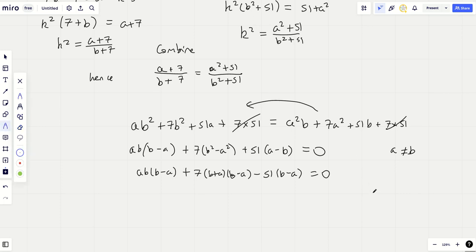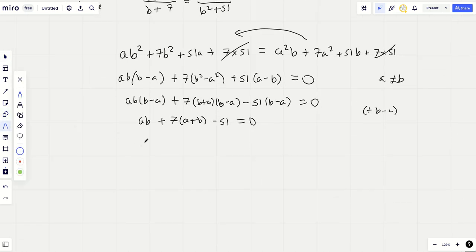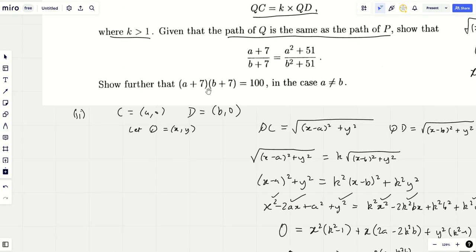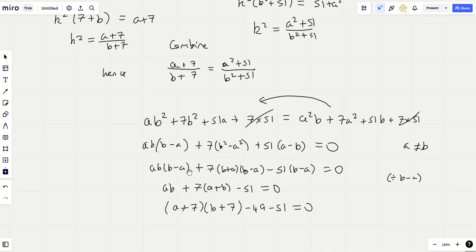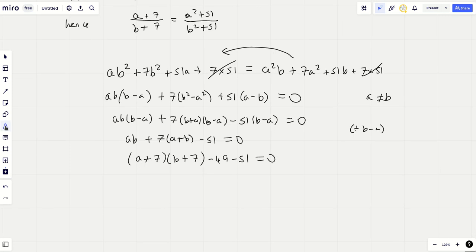Okay, we can now divide through by b minus a, and we get ab plus 7a plus 7b minus 51 equals 0. And to factorise this, well, we need two numbers that add to give, well, can you just see now that this is going to give you (a plus 7) times (b plus 7), take away the 49, take away the 51, and it equals 0. You know, always look where you're going as well. Look at where we're going. We're going to this, and if you multiply that out, take the 100 on one side, you can see that you're going to end up with this. So, you know, we've got a lovely little result here, and we've proved it.